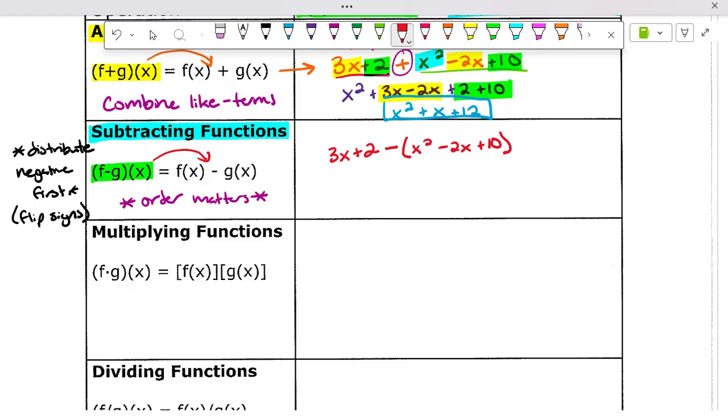All right, because then, just like Anna said, we would have to take this negative and distribute it to all of the terms in g of x, or in the parentheses. And essentially, when we're distributing the negative, all we're doing is flipping the signs. So in other words, I would bring down 3x plus 2. That stays the same. If I have a positive x squared, what does it become if I change the sign? Negative x squared. If I have a negative 2x, what does it become? Positive 2x. If I have a positive 10, what does it become? Negative 10.